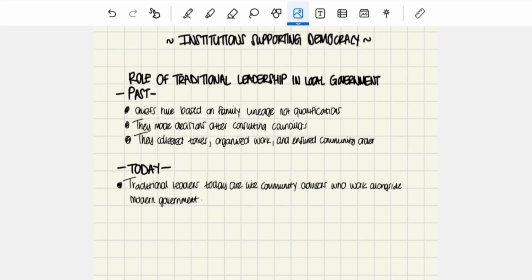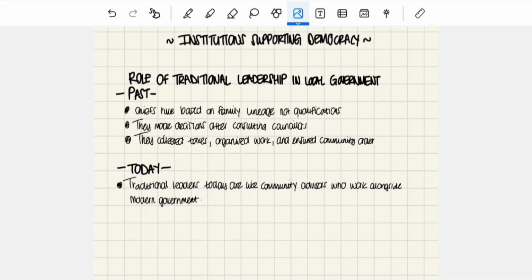Let's look at the role of traditional leadership in local government. Traditional authorities in the past: chiefs ruled based on family lineage and not qualification. They made decisions after consulting councillors like elders. They collected taxes, organized work, and ensured community order. In today's democracy, traditional leaders are like community advisors who work alongside modern government.